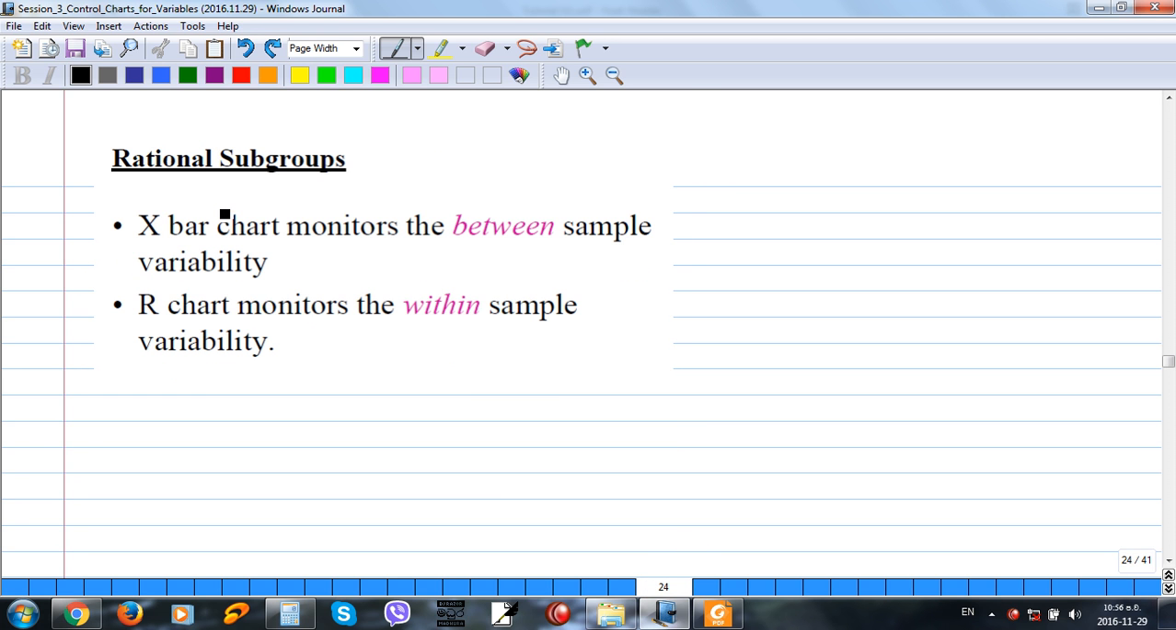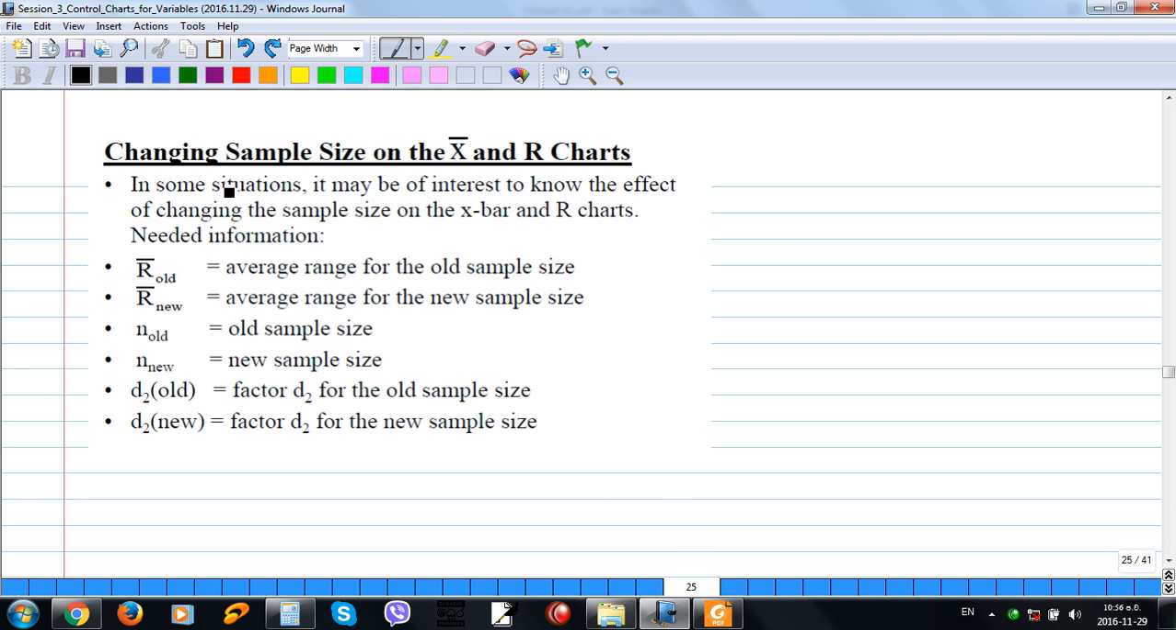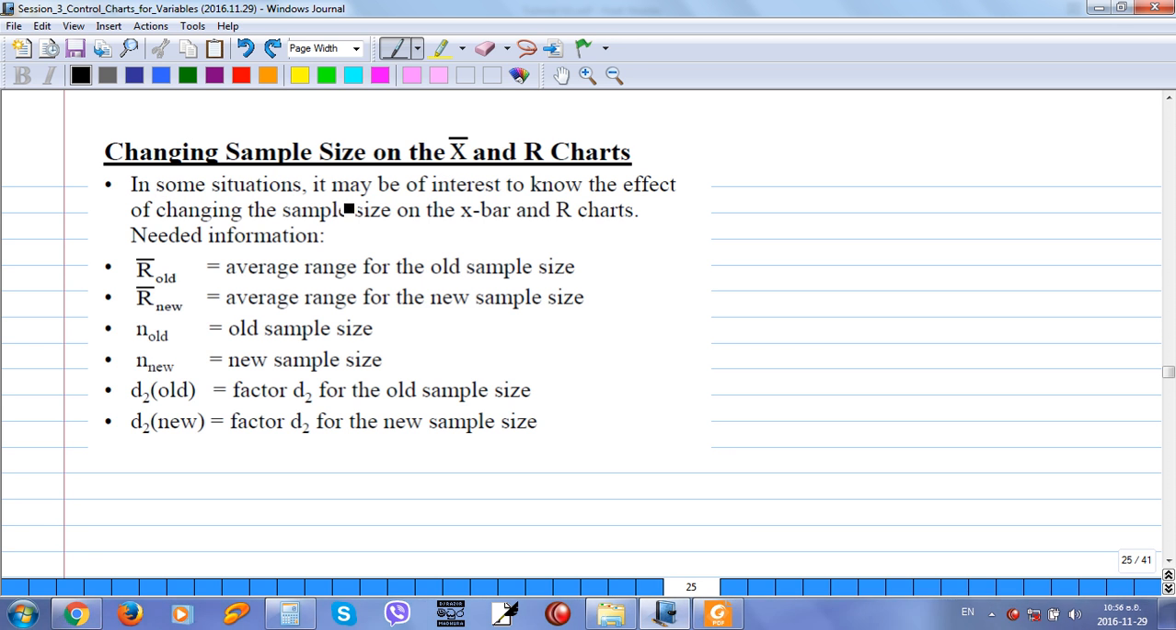For rational subgroups, the X bar chart monitors the between-sample variability, and the R chart monitors the within-sample variability. So these are two types, X bar and R. Now, a change in the sample size on the X bar and R charts: if we change the sample size, there are some differences we need to account for in the charts. In some situations it may be of interest to know the effect of a change in the sample size on the R and X bar charts.